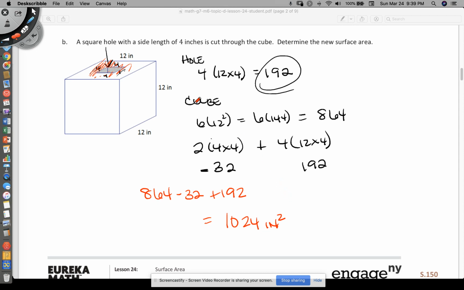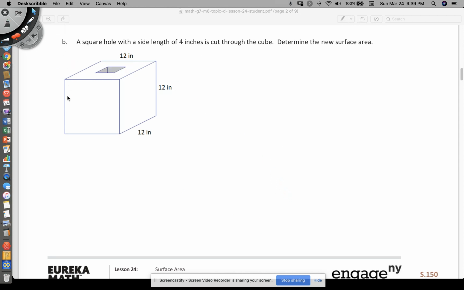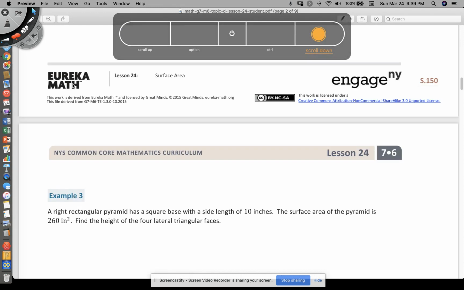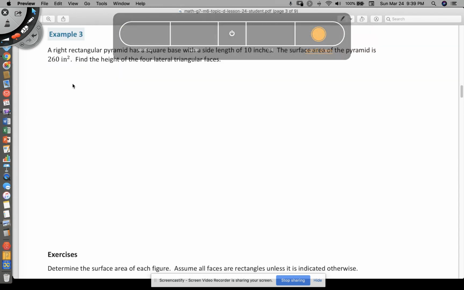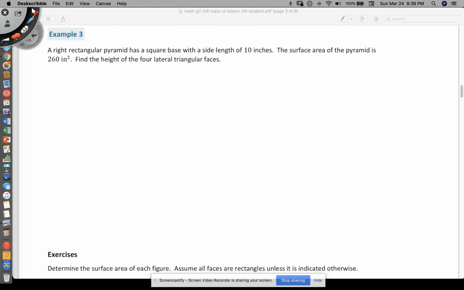All right, let's go on to the next one. Next one here, we have just a word problem, so we have to kind of picture it. We have a right rectangular pyramid, has a square base with a side length of 10 inches. The surface area of the pyramid is 260 inches squared. Find the height of the 4 lateral triangular faces.